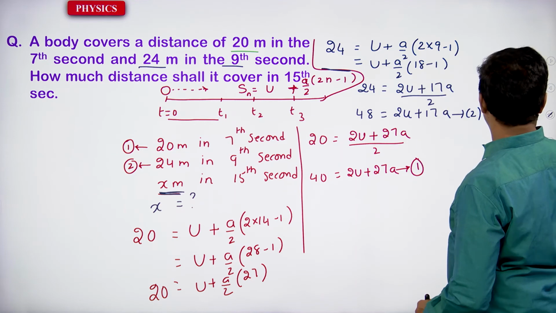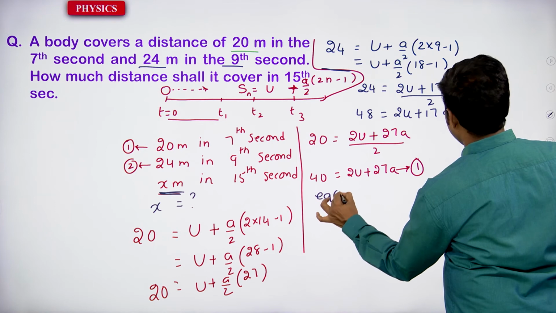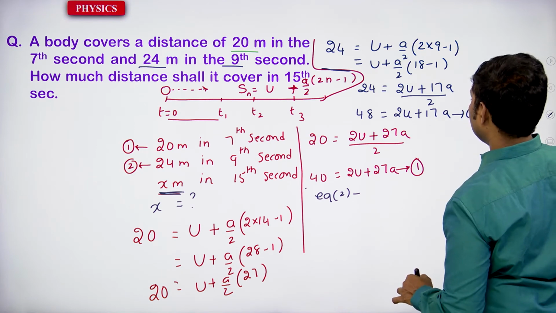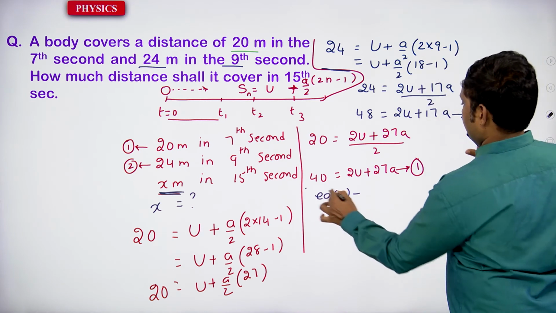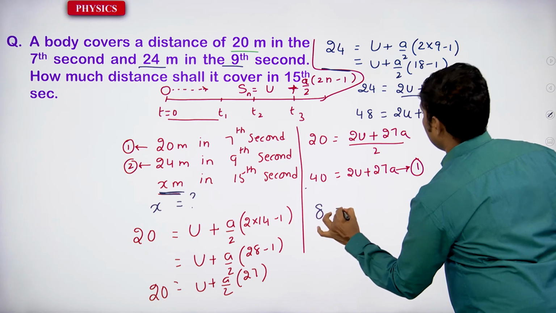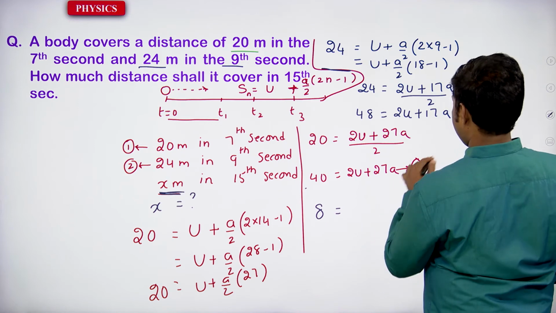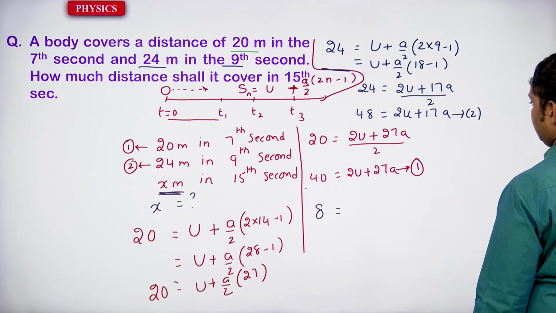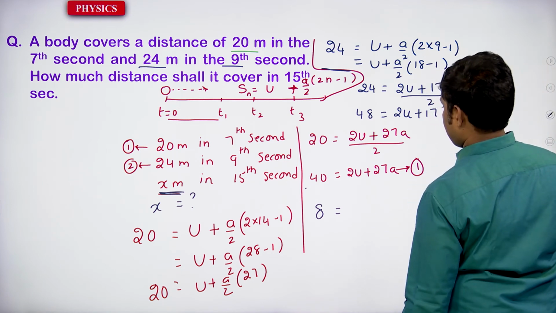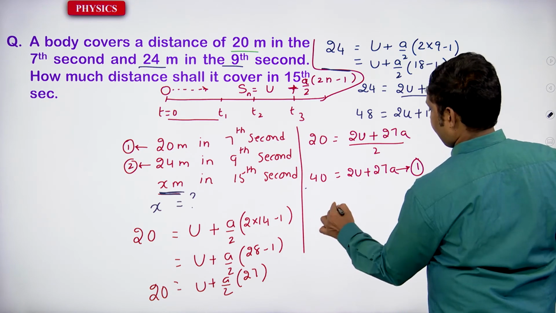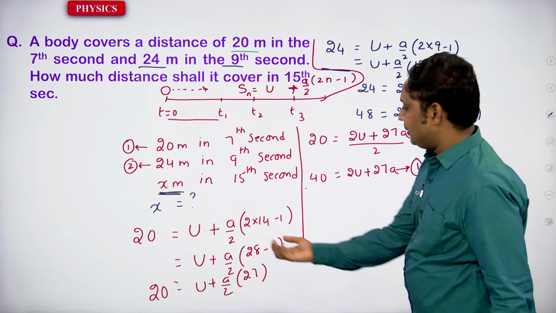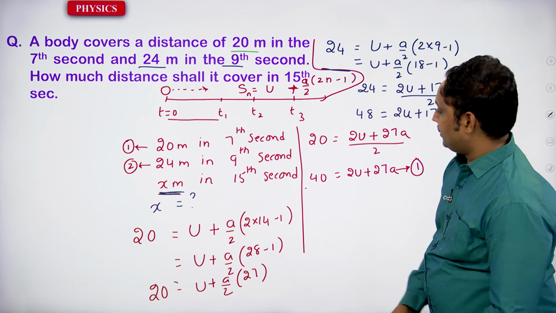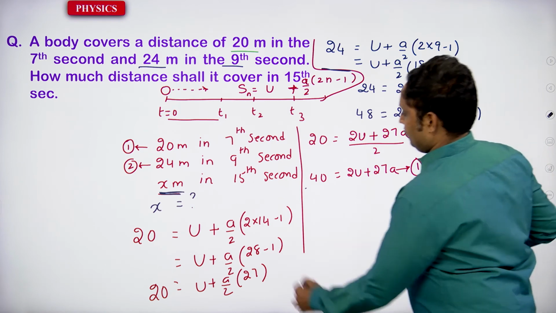So, I would like to take that direct equation, that is yeah, equation 2 minus, just we have to take that. So, directly we can take that 8 is equal to, let me see this one. Let us check that this equation. So, 20 is equal to u plus a by 2, that is going to be 28, 20 meter in the 7th second. Oh, sorry, we have taken that 14, again we have taken multiplication. All right, please let me have the chance.